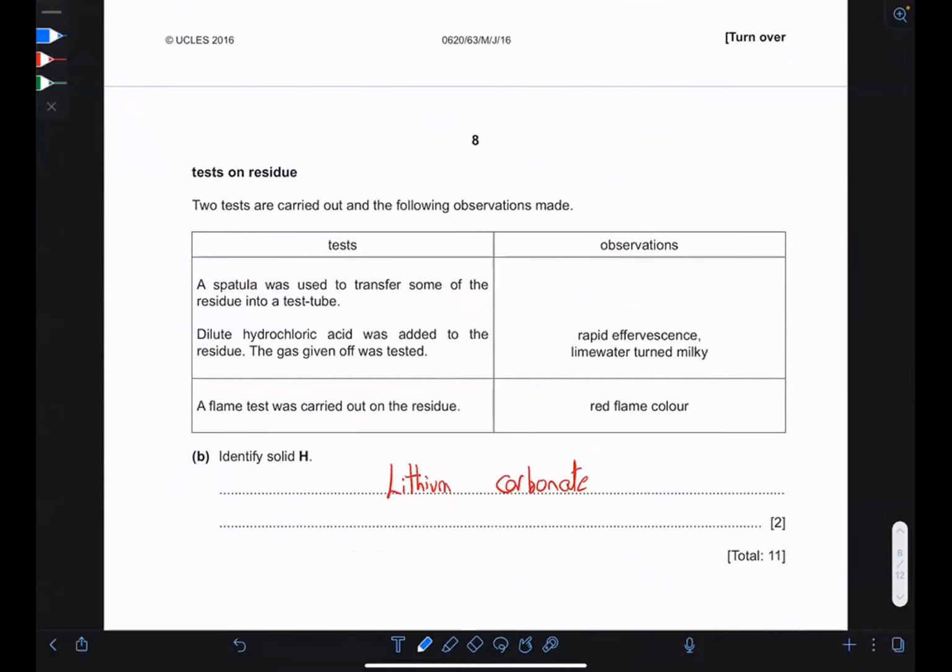Then he is testing the residue, which is the insoluble one. He added an acid. Effervescence of a colorless gas which turned lime water milky is formed. So this is carbon dioxide, and of course the anion was carbonate. And then he did a flame test. The metal that gives a red color with the flame is lithium.